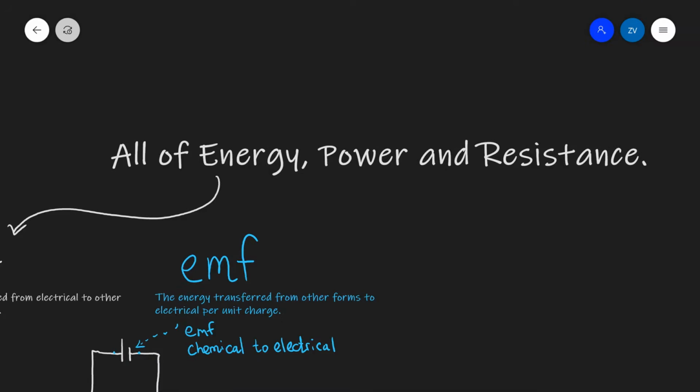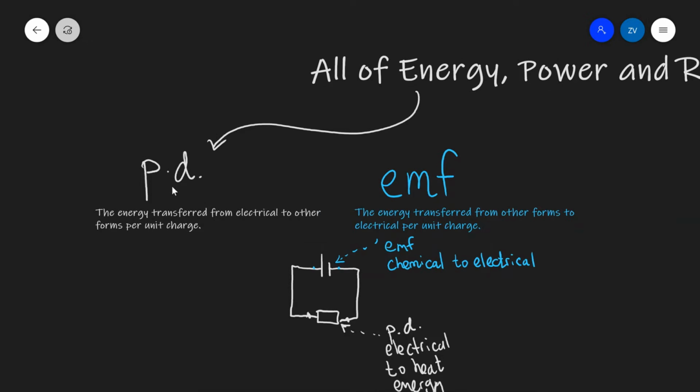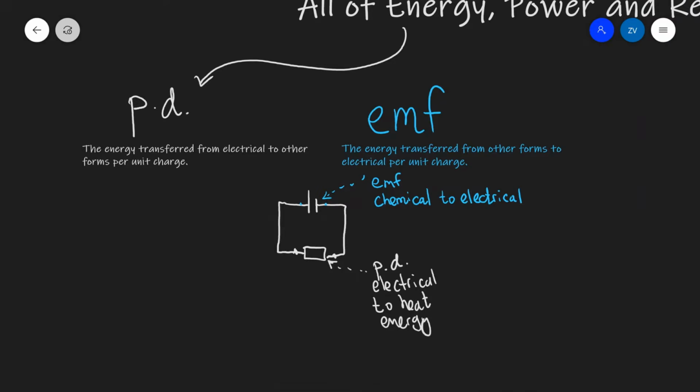We are going to start our revision by looking at energy first. The first aspect that we need to revise is the difference between potential difference (PD) and EMF. Potential difference is the energy that's been transferred from electrical to other forms per unit charge. EMF, on the other hand, is the energy that's been transferred from other forms, for instance chemical, as in a battery, to electrical per unit charge. What I'm going to also underline is the statement of per unit charge, which is incredibly important and it's often omitted when answering exam questions.